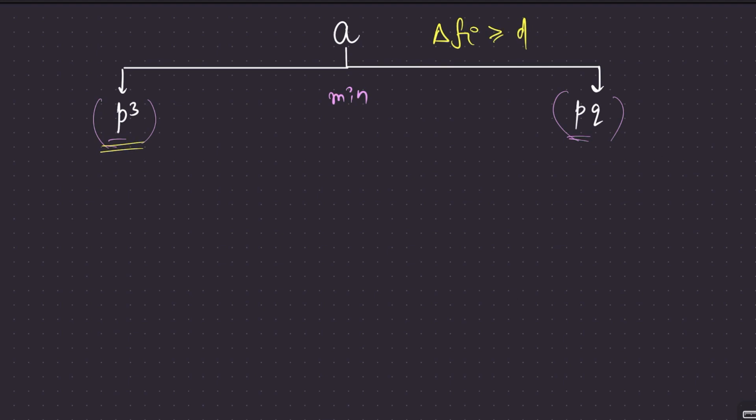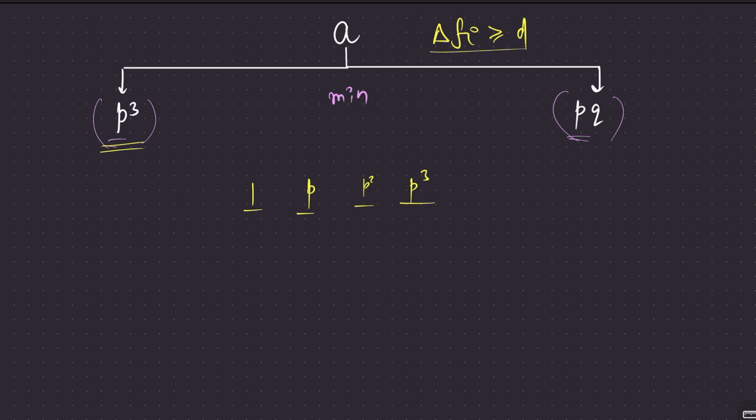Let's try to find the smallest A which is of the form P cube and satisfies this condition. So what are the factors here? The factors will be 1, P, P square, and P cube. Okay, fine. What do we want? The difference between any two of them should be at least D.